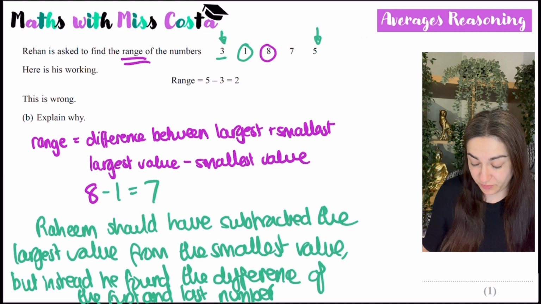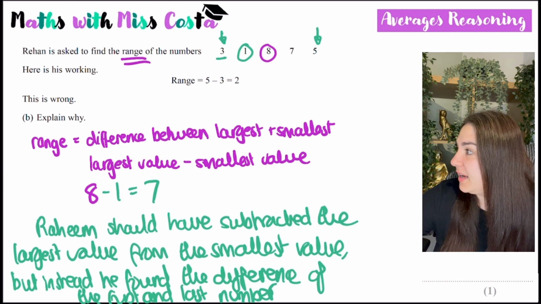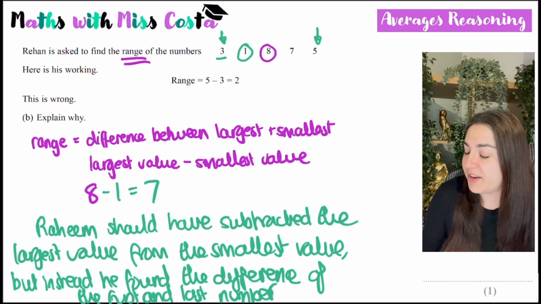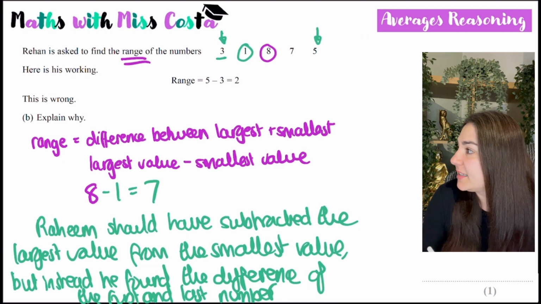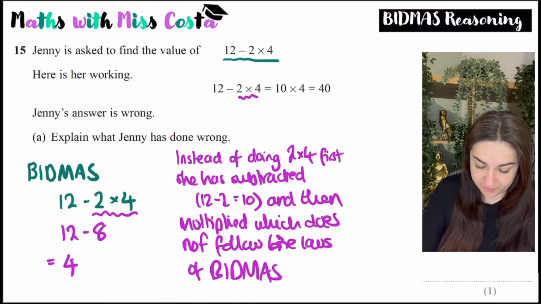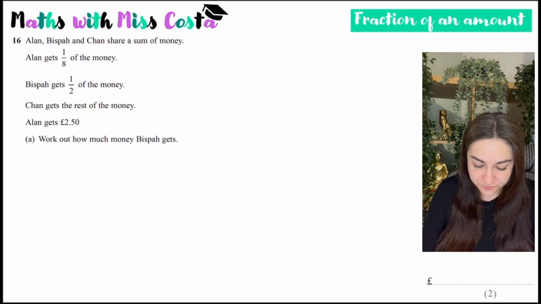So you actually don't really need to go into that much detail. It would have been fine for you to just say the range is the difference between the greatest and the smallest, so that he's wrong. And similarly for this one, you could have just said she should have multiplied first. But it's always good to give a little bit more detail.